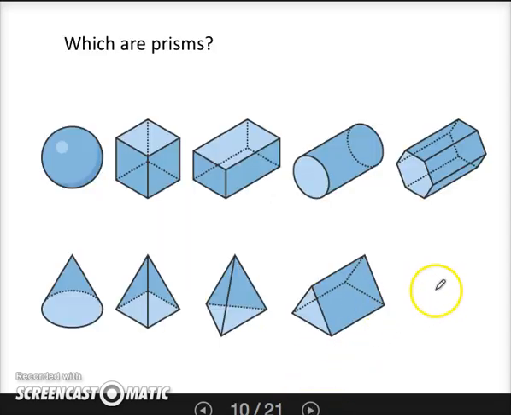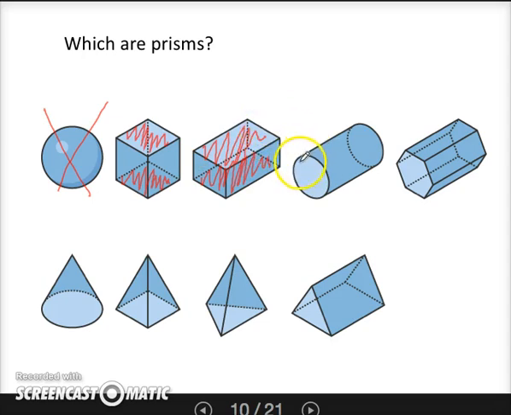So which one of these figures are prisms? Well, a sphere is not a prism. A sphere doesn't have any faces at all. A cube is a prism because it has two parallel bases that are congruent to each other. A rectangular solid is also a prism. Two rectangles parallel to each other.